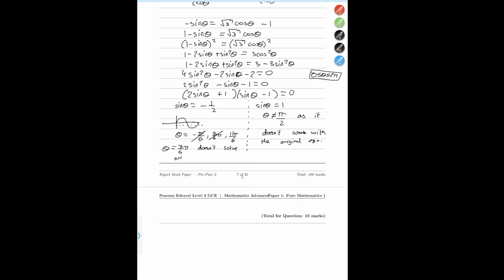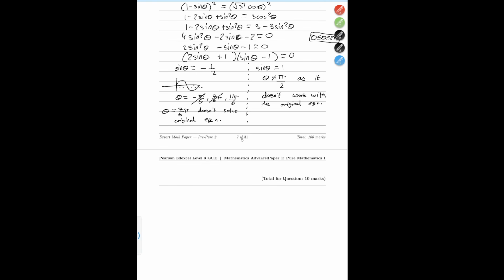So I'm going to write here the original equation, so that we can come to the conclusion now that 11 over 6 pi is our only solution. So we're going to do it here: theta equals 11 over 6 pi.